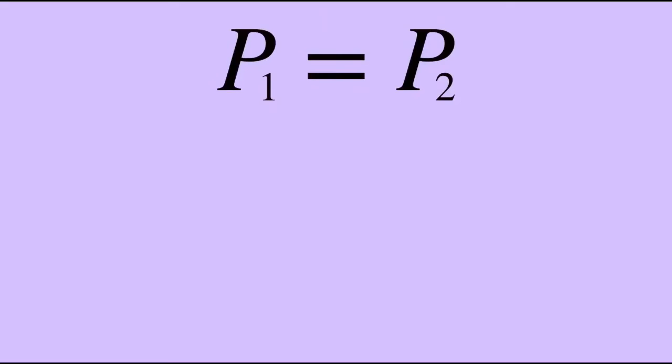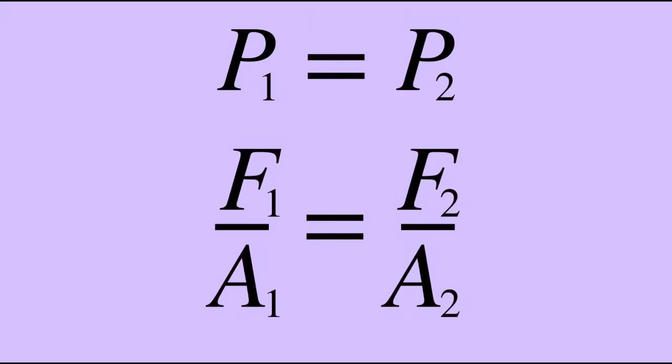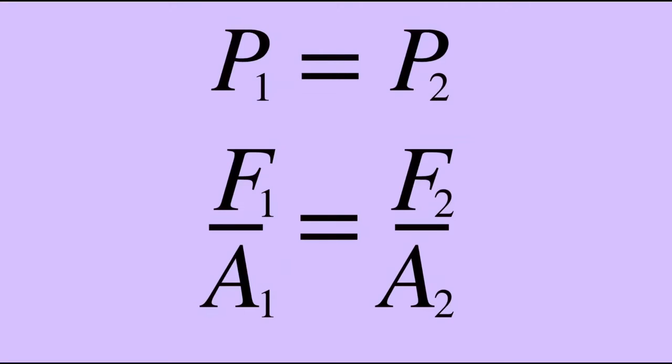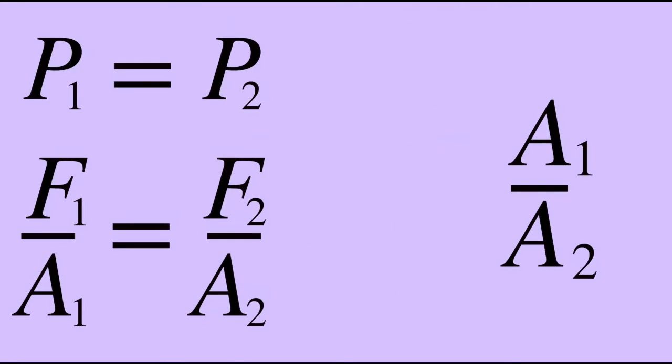Based on what Pascal said, pressure on both input and output must be equal. So we can say P1 is equal to P2. We know that pressure is equal to force over area. So we can say F1 over A1 equals F2 over A2. So we just got a new formula, which is Pascal's principle formula. And lastly, we can find a multiplying factor using this formula, which is A1 over A2. So in this topic, Pascal's principle, we have two formulas, Pascal's principle formula and the multiplying factor.